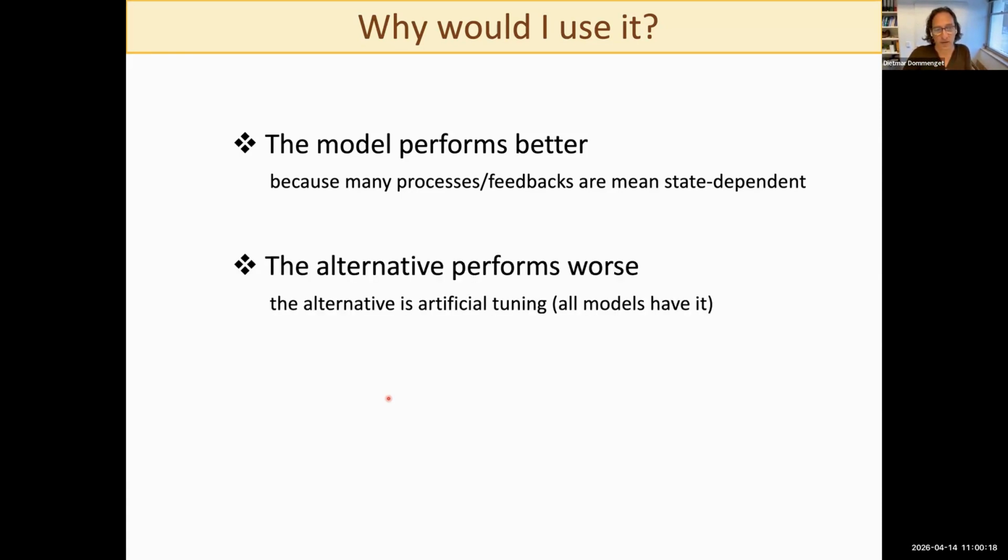But in general, it will likely perform better. Or to formulate it differently, the alternative performs worse. That is, if you do artificial tuning, and all models do this, there's not a published CMIP model that doesn't do it, so every CMIP model is artificially tuned, that will typically perform worse. Right? So that's probably the argument for why you should use flux correction, because it actually performs better.